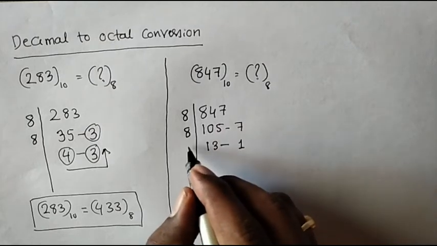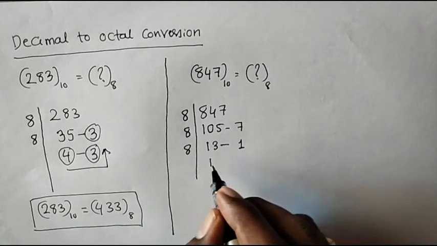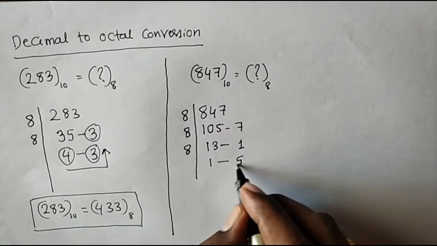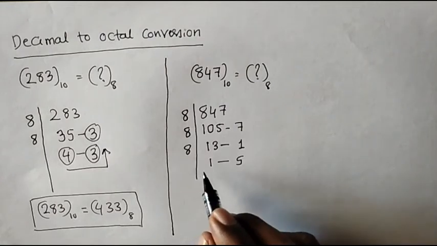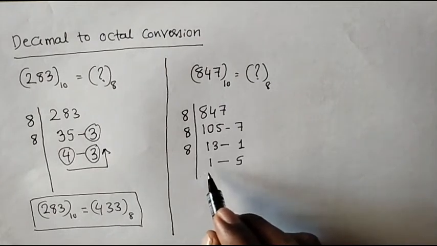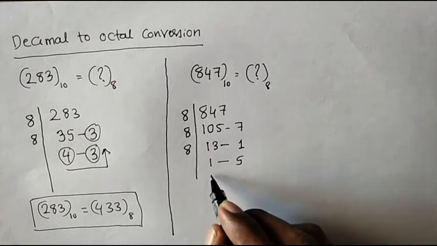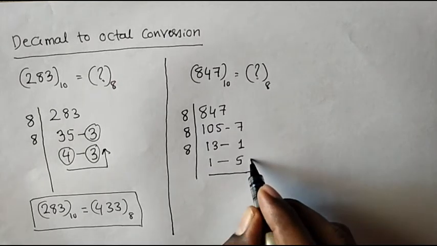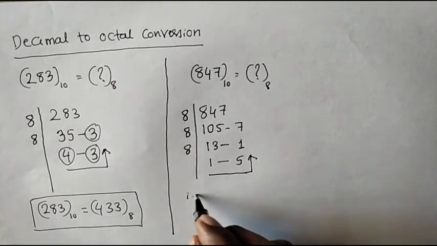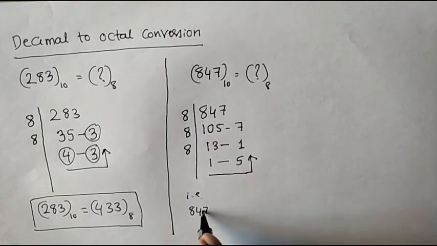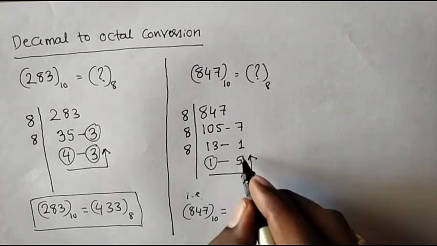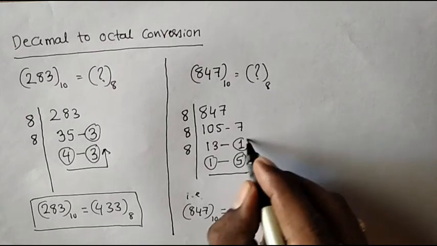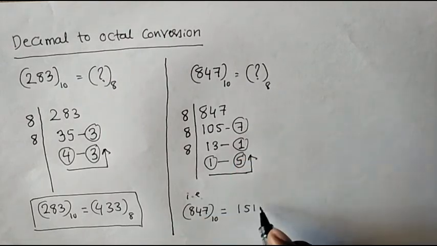Again divide 13 by 8. 8 ones are 8, remainder is 5. Now we cannot divide 1 by 8. So we have to stop this process and we have to consider all the remainders from bottom to top in this order. That is 847 which was in decimal, the octal equivalent is 1517.